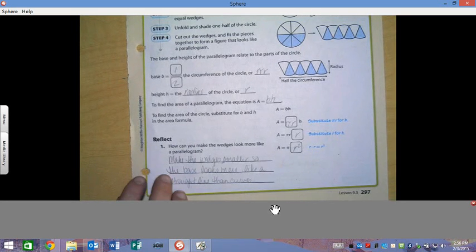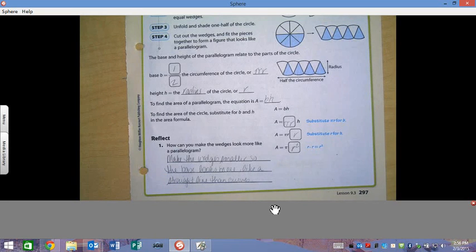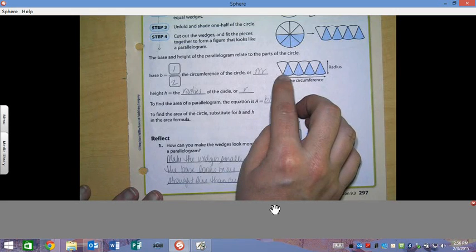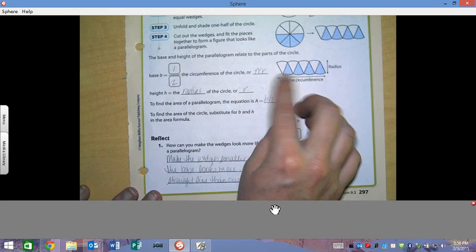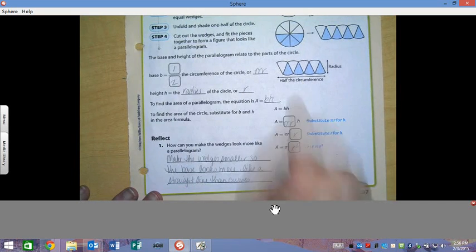Alright, so it says, how can you make the wedges look more like a parallelogram? Make the wedges smaller so the base looks more like a straight line than curves. If you make each of these smaller, they're going to end up looking a little bit straighter, and the straighter this line looks, the more like a parallelogram it will look.